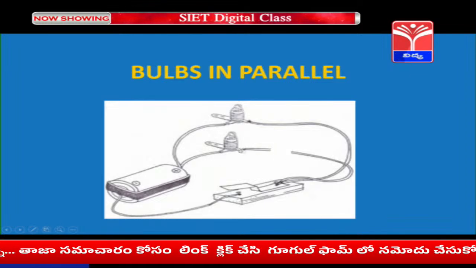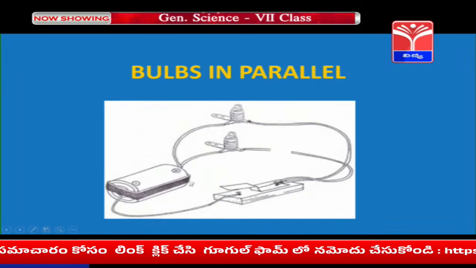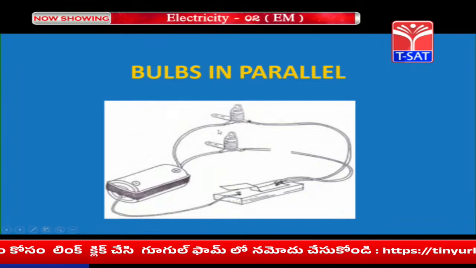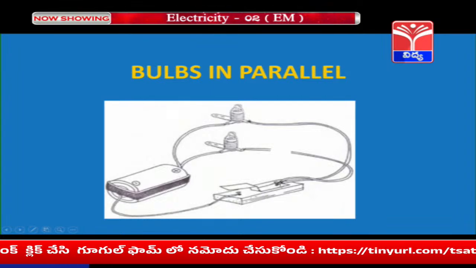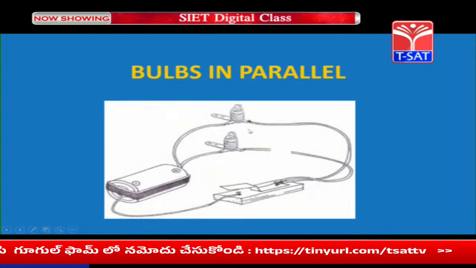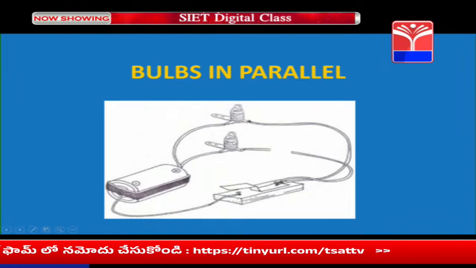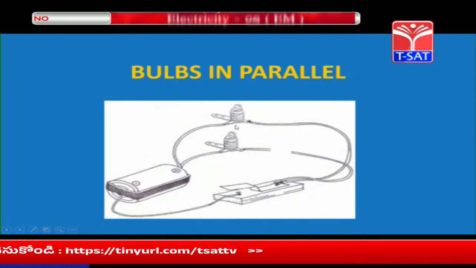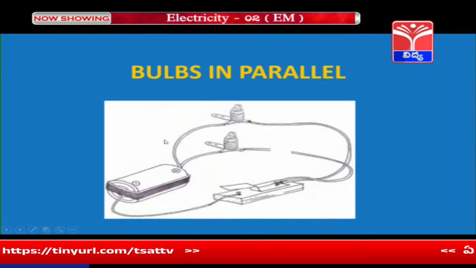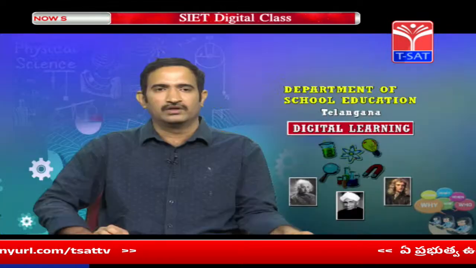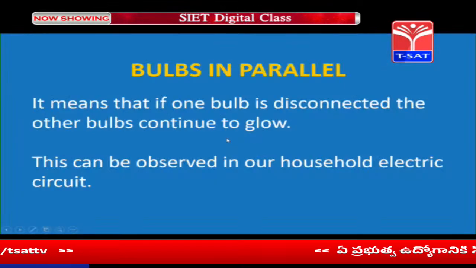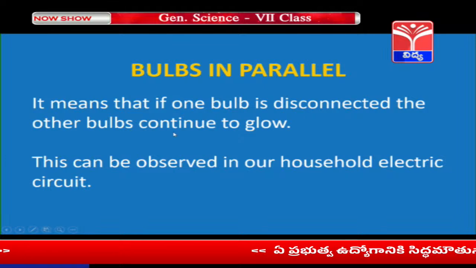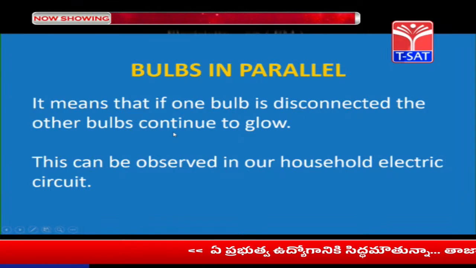That means here the flow of electricity is stopped. This circuit is incomplete, but the other circuit is complete. Therefore, electricity passes. Even if one bulb stops glowing, the other bulbs continue to glow. This is the advantage of bulbs in parallel. It means that if one bulb is disconnected, the other bulbs continue to glow.